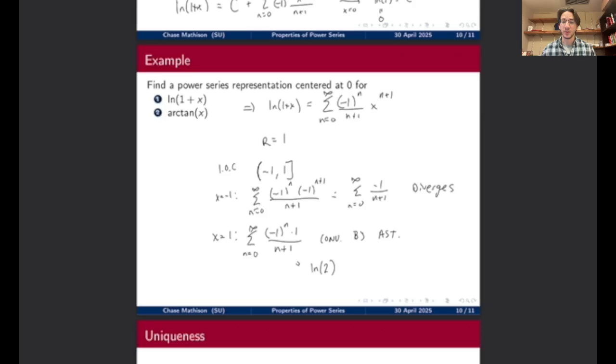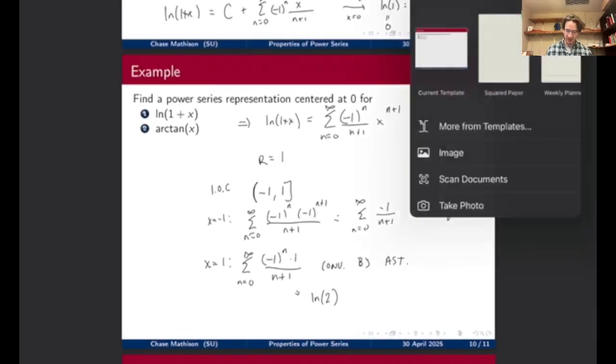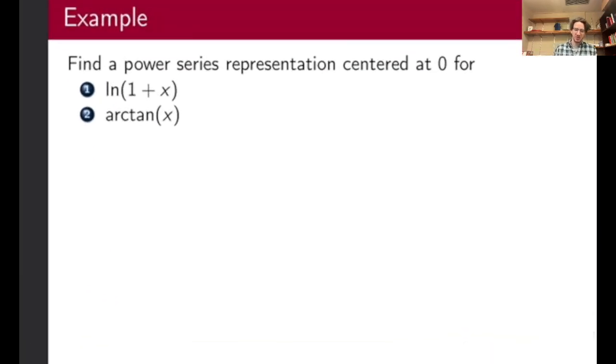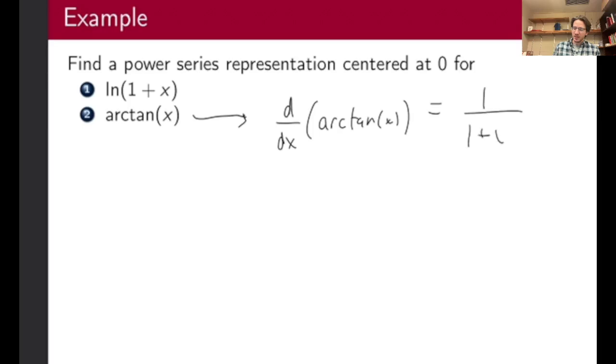All right, so let's look at the second one. Arctangent of x, we want to find that power series representation. So again, I don't know the power series for arctangent of x. And integrating arctangent of x is actually not that difficult if you use integration by parts, but taking a derivative is much easier. I know that the derivative with respect to x of arctangent of x is 1 over 1 plus x squared.